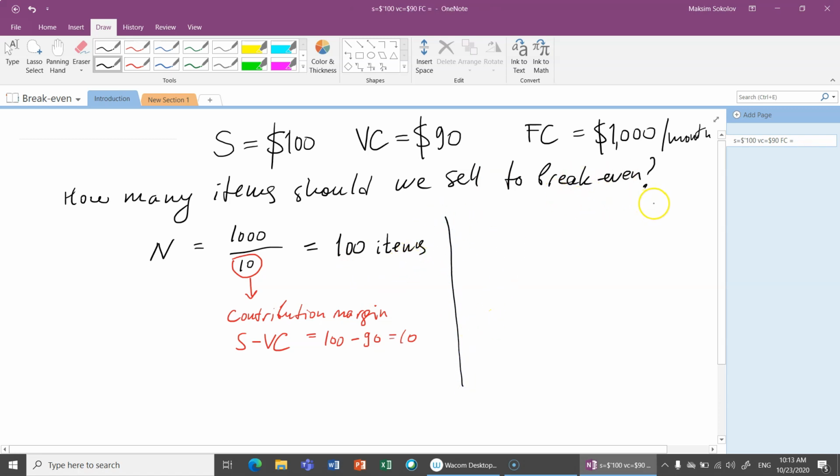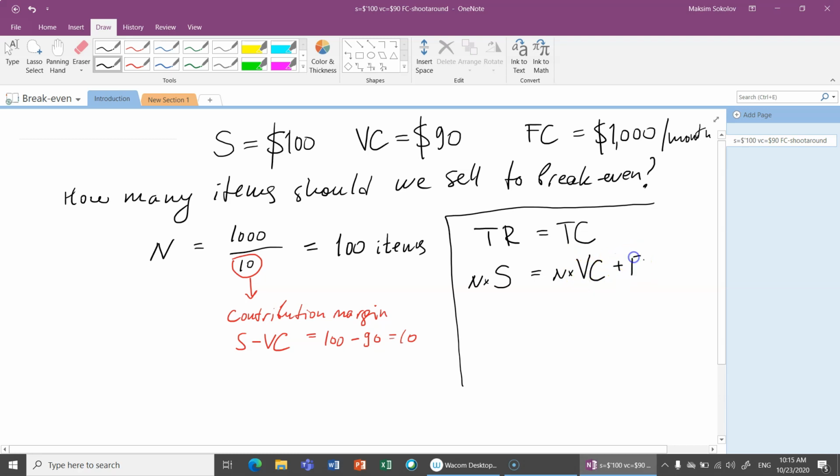This simple example shows that every time when you want to break even, what should be happening is that your total revenue should be equal to your total cost. Total revenue is calculated as the number of items you sell times selling price of each item. Total revenue is the amount of money you collect from your customers when you sell N items. And total cost is calculated by using the same number of items that you sell, which you will multiply by variable cost for each item, and then you will add fixed costs.